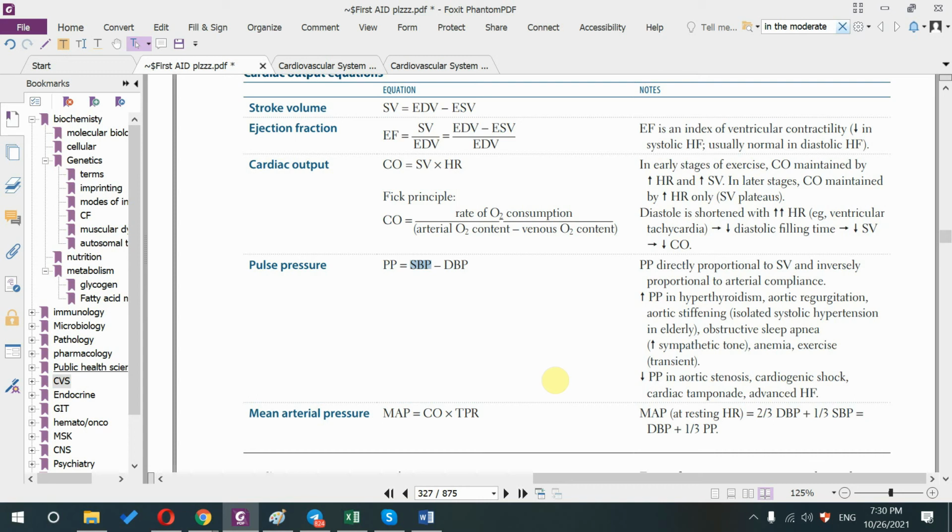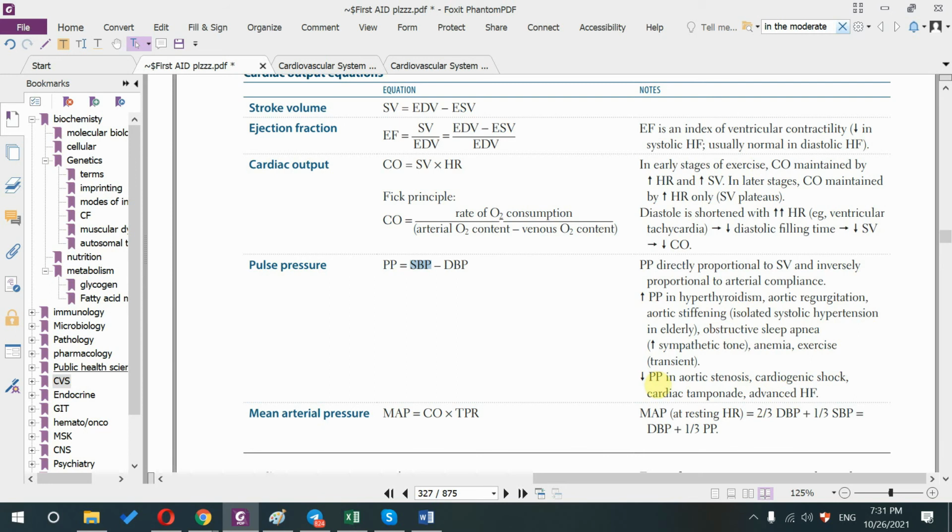In aortic stiffening, what will happen exactly? Well, this one is tricky, so guys, be careful with it. In aortic stiffening, they speak about the aorta itself, not the valve, okay? Like the vessel is stiff. And that's in case of systolic hypertension in the elderly. While if we speak about aortic stenosis, it's completely opposite to aortic regurgitation. So there will be a decrease in the pulse pressure.